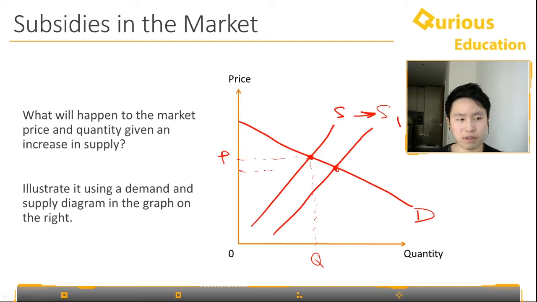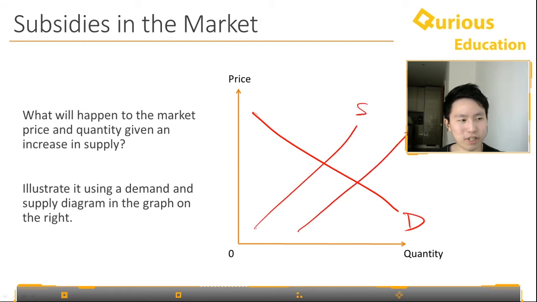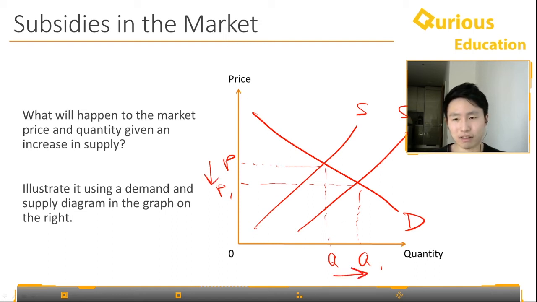And now for S1, let's do it again. We can see that for S1, the price would have decreased, so the good is actually cheaper, and also the quantity has increased. So P would decrease from P to P1, and Q would increase from Q to Q1. That's the effect of the subsidy in the market. And the distance between the two supply curves would be the amount of the subsidy.